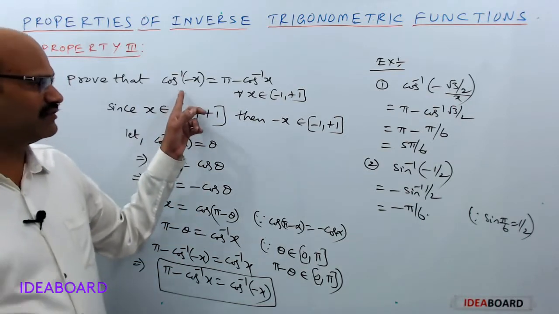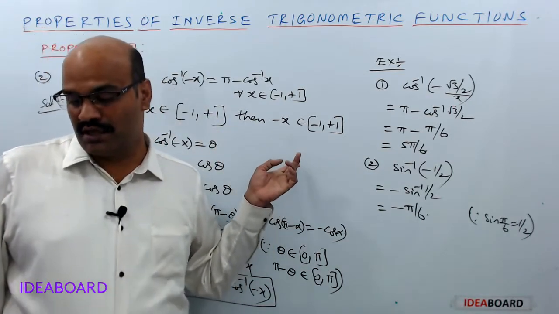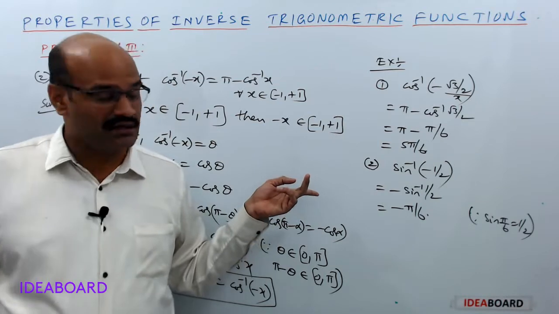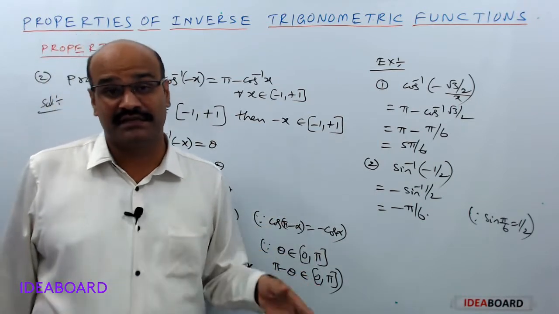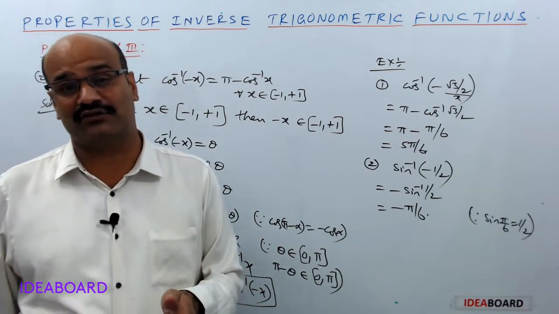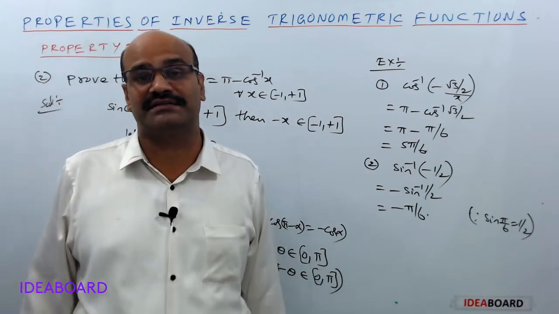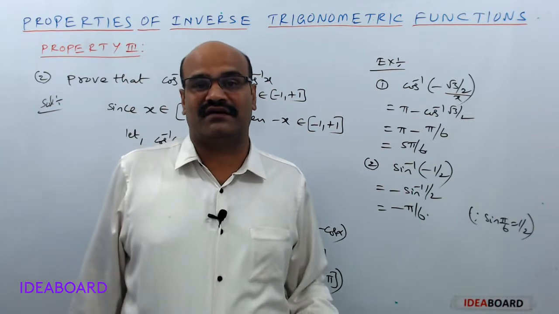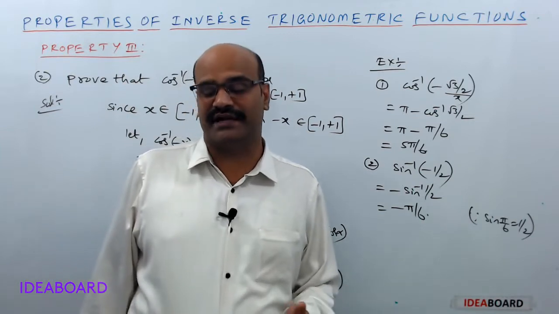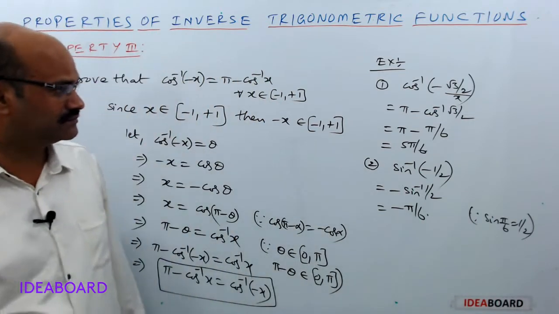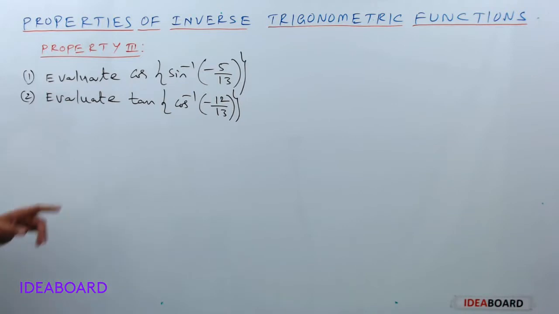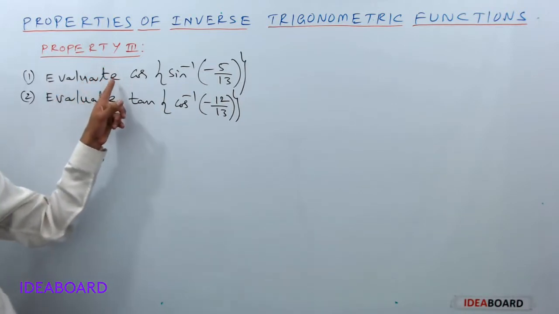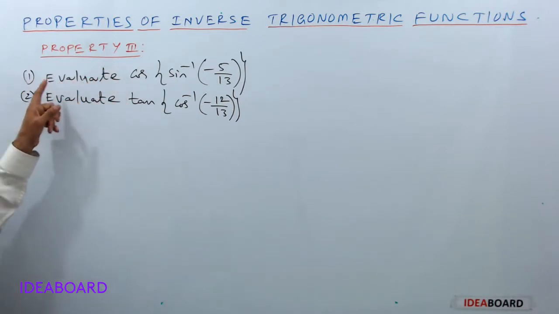Similarly, we can prove tan inverse of minus x equal to minus tan inverse of x, cot inverse of minus x equal to pi minus cot inverse of x, secant inverse of minus x equal to pi minus secant inverse of x, cosecant inverse of minus x equal to minus cosecant inverse of x. Based on this property, we have the problems.